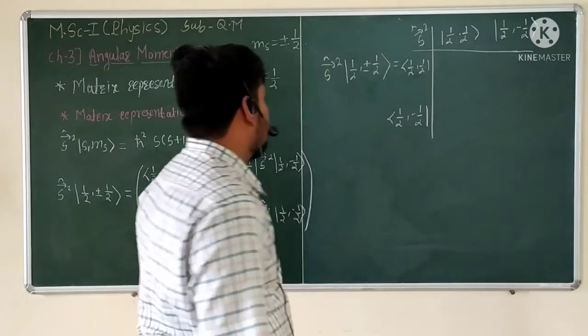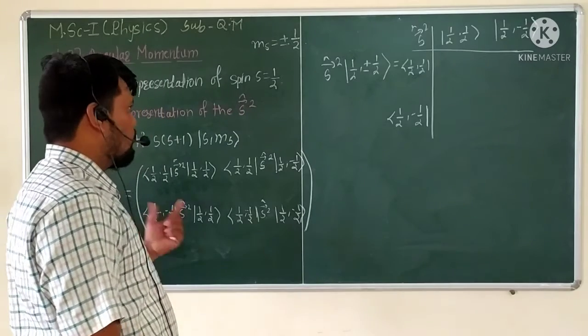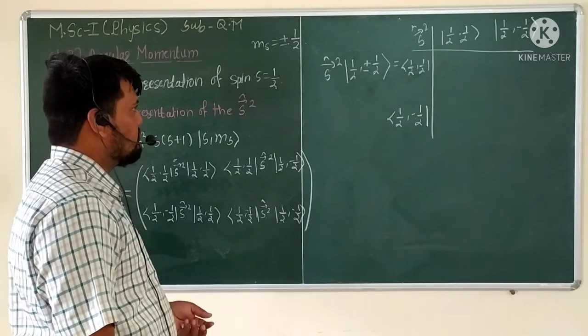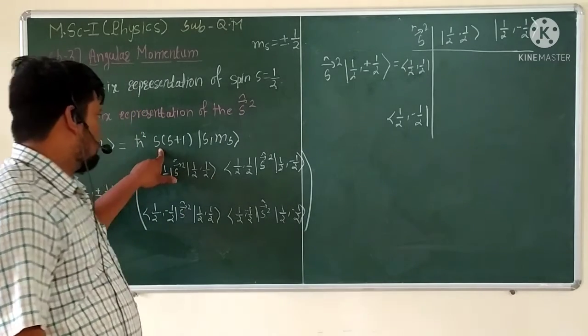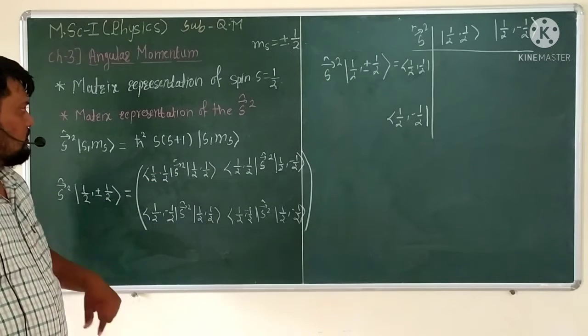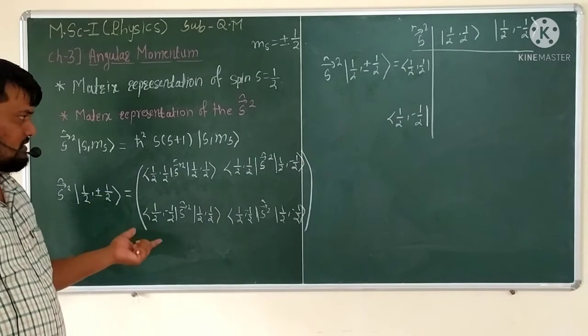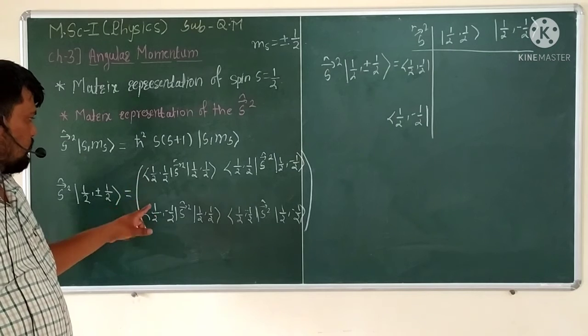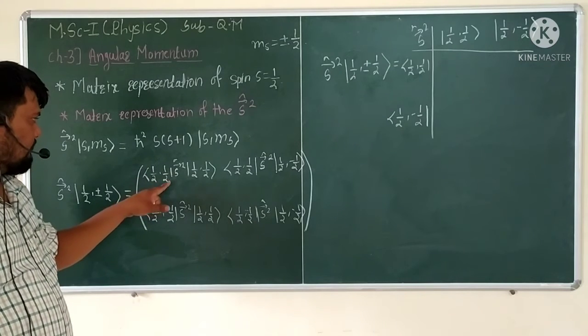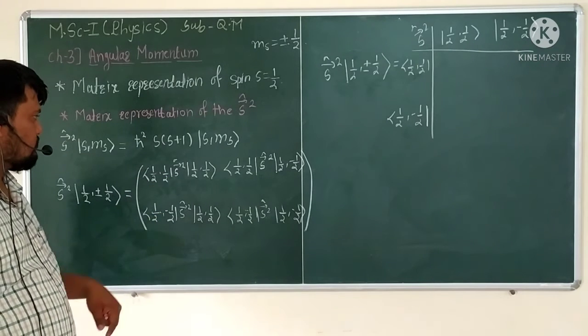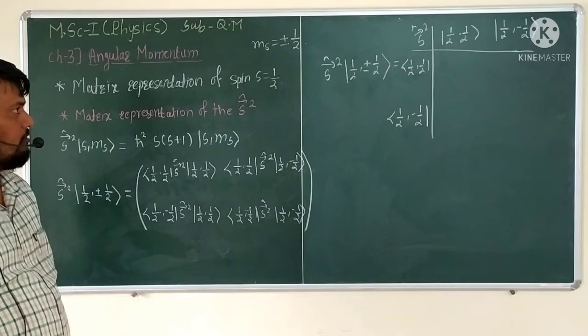Okay, if we want to calculate this matrix representation, we have to know that s into s plus 1 is half into 3 by 2, so that is 3 by 4 h cross square. This is the value, and we have to know that half half s, operating on s bar square, again gives half half.